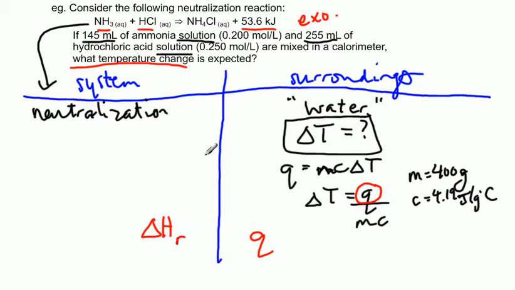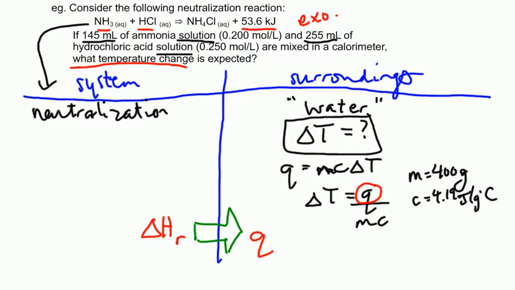If we take a look at this one, this is an exothermic reaction. The neutralization is exothermic, so we do expect energy is going to be transferred in this direction. Energy is being evolved by our system during the reaction, and it's going to be absorbed by the water. So we expect that the temperature of the water is going to go up, so that's a good thing to think about.